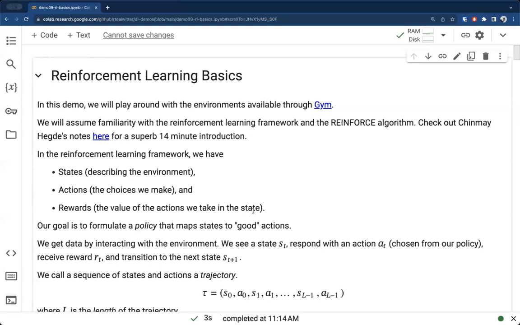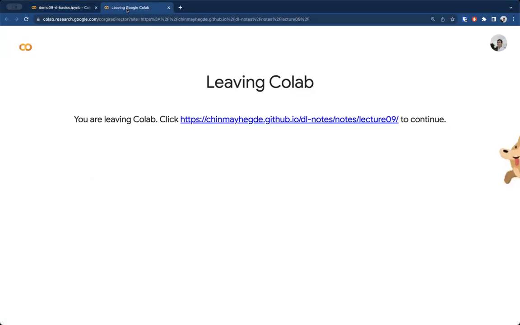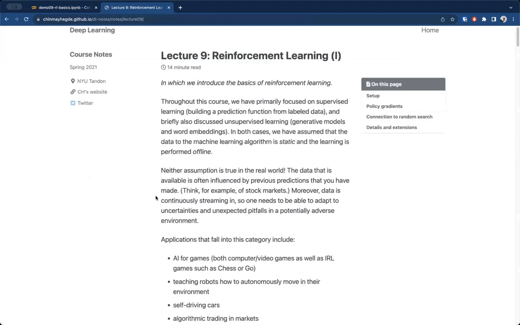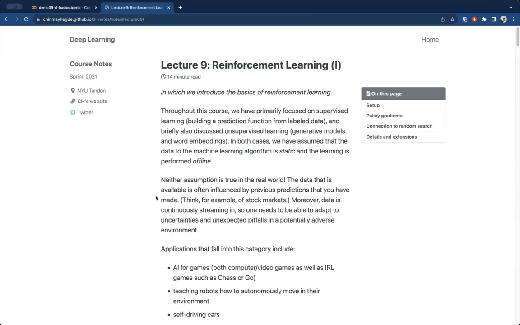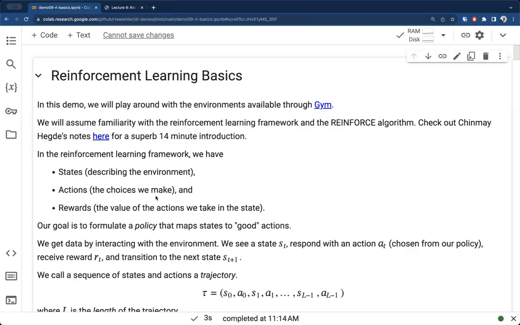Okay, before we jump into the particular game that we'll be talking about today, I wanted to briefly refresh the key ideas that we're going to be using today to train a reinforcement learning framework. I will assume some familiarity with reinforcement learning and the REINFORCE algorithm. If you aren't familiar with them, then I would strongly suggest checking out Chinmay Hegde's notes here for a superb 14-minute introduction. I think this is the way I learned about reinforcement learning. It's very well motivated and has great explanations.